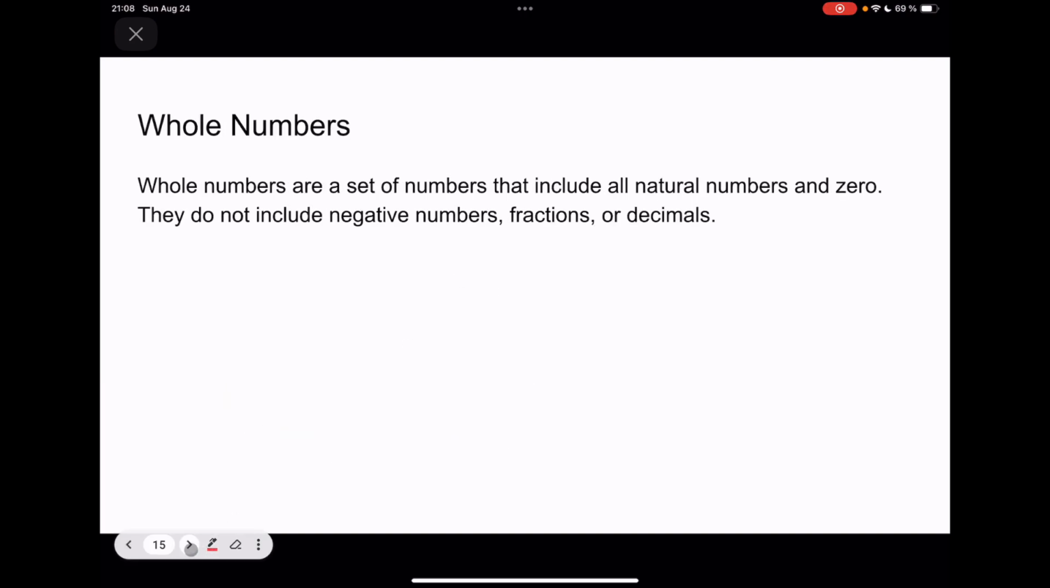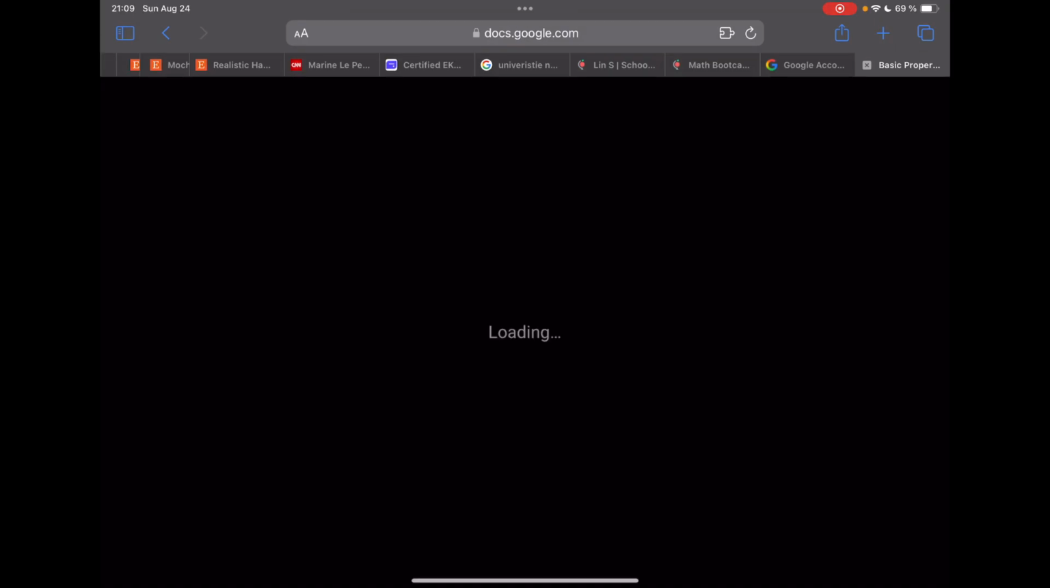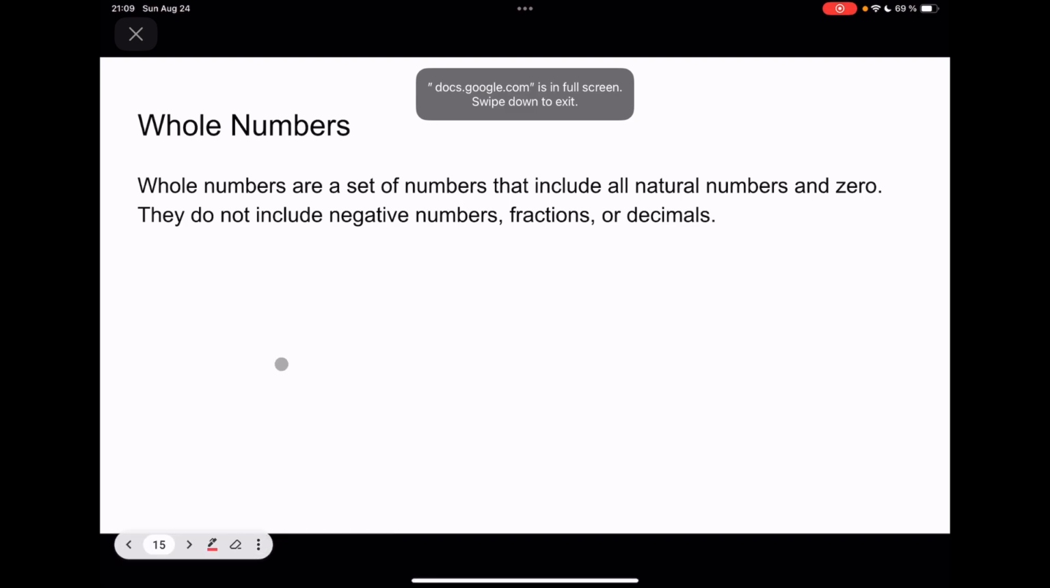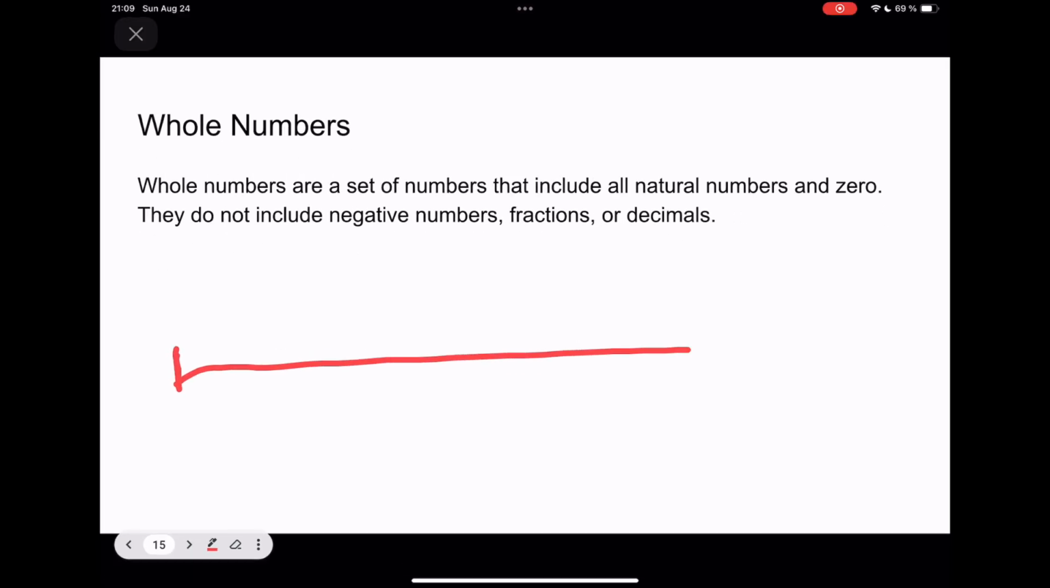Whole numbers are a set of numbers that include all natural numbers and 0. They do not include negative numbers, fractions, or decimals. So take that exact same number line. You start at 0 and you just keep going. It's 1, 2, 3.